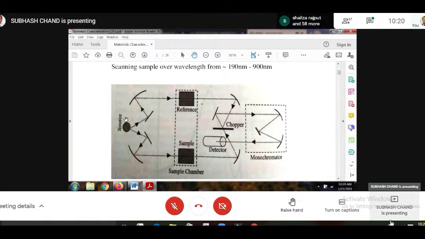You may have a deuterium lamp which emits UV light, maybe 190 to 4000 angstroms. Then you may have a tungsten lamp which may emit 4000 angstroms, or 400 nanometers, onward up to 9000 angstroms, or 900 nanometers, the visible range. If we are using wavelengths in the infrared range, then we have to use some other source also.